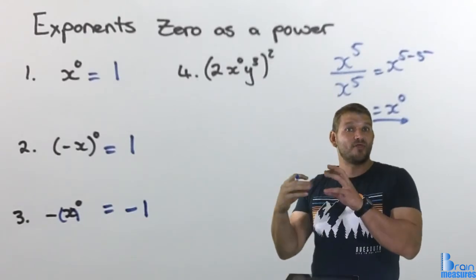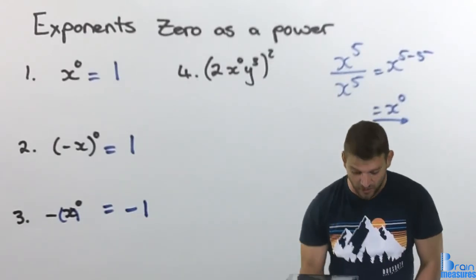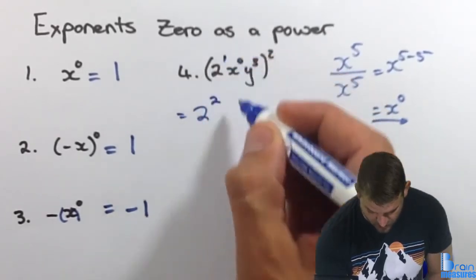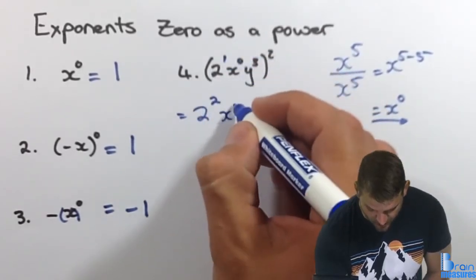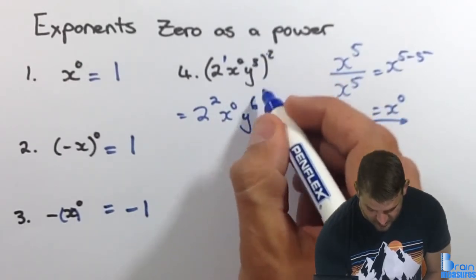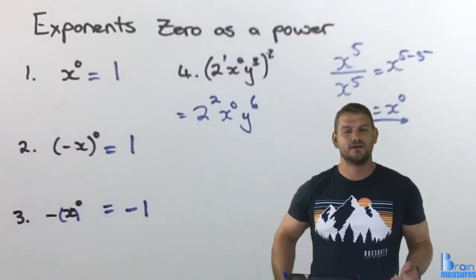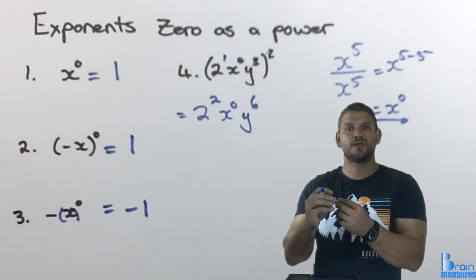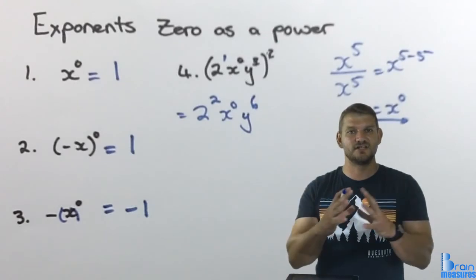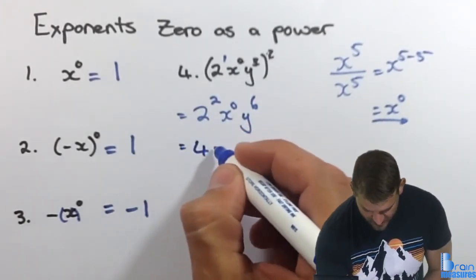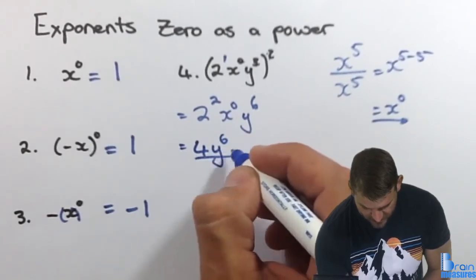When we apply law number 3 in question number 4, we see that this is 2 to the power of 2. Remember, it's to the power of 1. x to the power of 0, because 0 times 2 is still 0. y to the 6, because 3 times 2 is 6. Now, because it's to the power of 0, the x becomes a 1. And a 1 doesn't make a difference in a multiplication sum. So we write this as 4y to the power of 6.